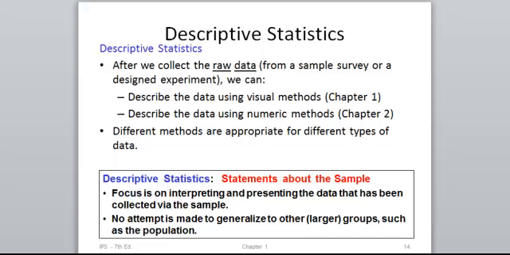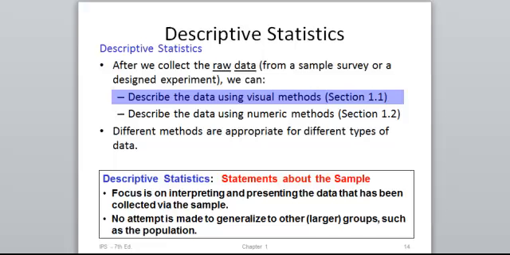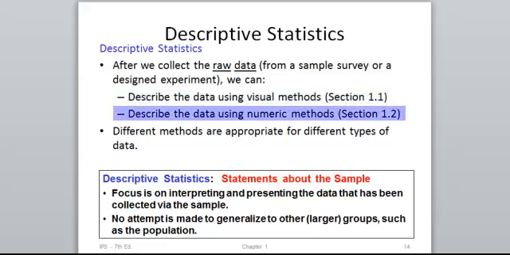Descriptive statistics. What is it? Well, after we collect the raw data from a sample survey or a designed experiment, the visual methods we're going to study in section 1.1 and the numeric methods we're going to study in 1.2. Different methods are appropriate for different types of data. Now remember, descriptive statistics are statements about the sample. The focus is on interpreting and presenting data that has been collected via a sample. No attempt is made to generalize to the larger groups, such as the population.